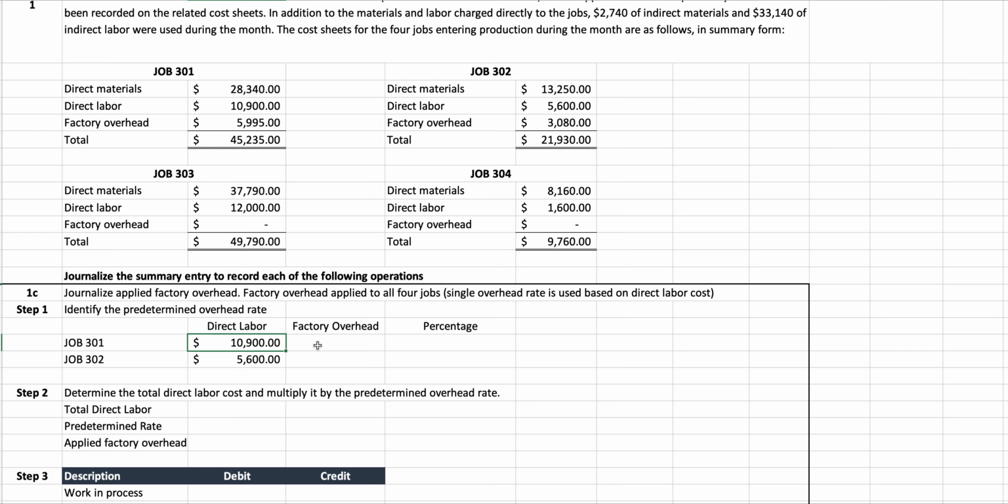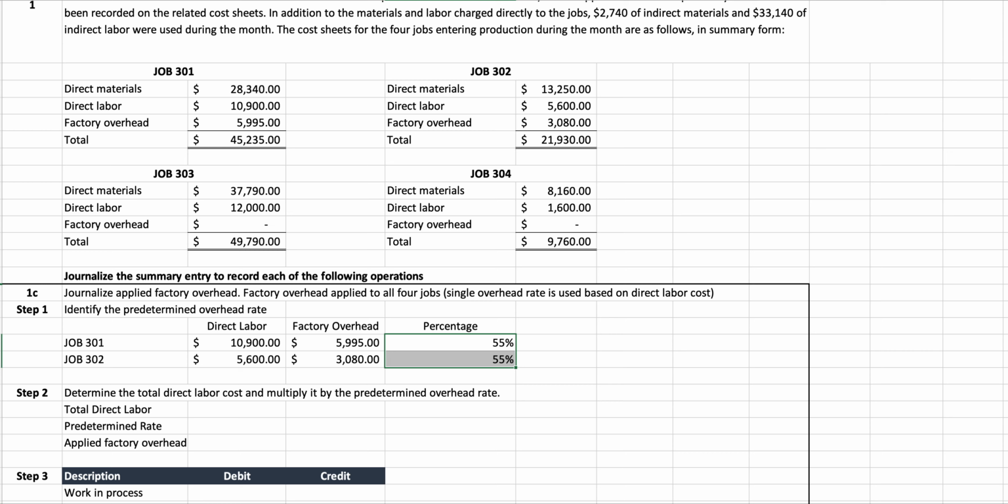I want to see what my factory overhead rate was for both of those jobs. So I pulled in the factory overhead for each job, 301 and 302. And then I want to calculate the percentage. We can do that by taking our factory overhead and dividing it by direct labor. And again, the reason that we do this is because our single overhead rate that we use is based on direct labor costs.